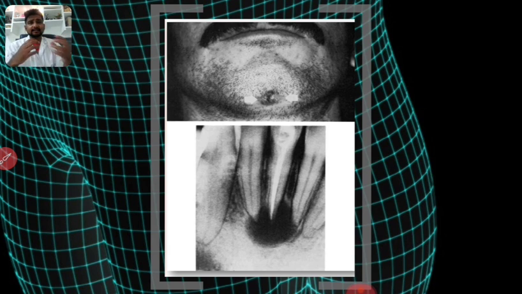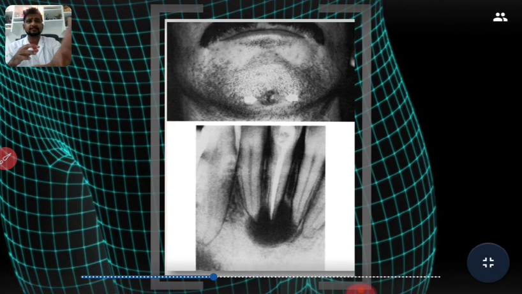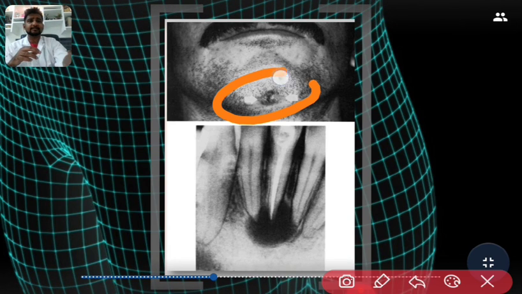Cleaned the canal all over again, irrigated it very well, and gave her a calcium hydroxide. And she had a very ugly looking sinus, with an abscess on the external surface of the skin. She was really mentally in a very bad state. And trust me guys, in 15 days this extraoral sinus had healed.